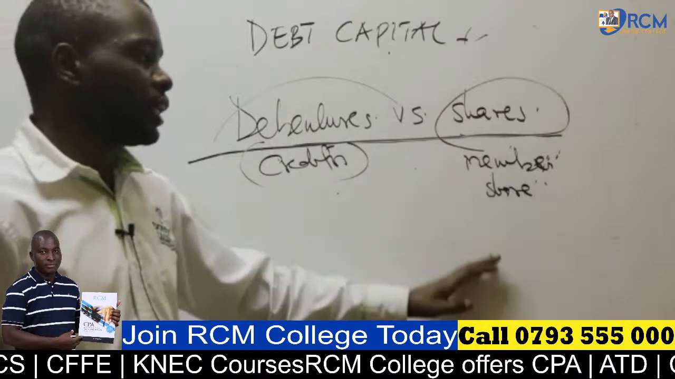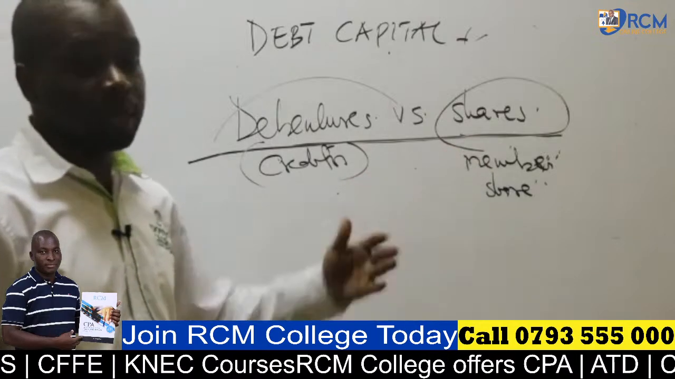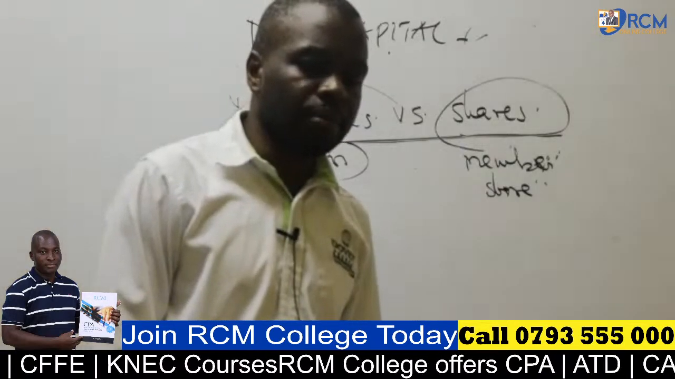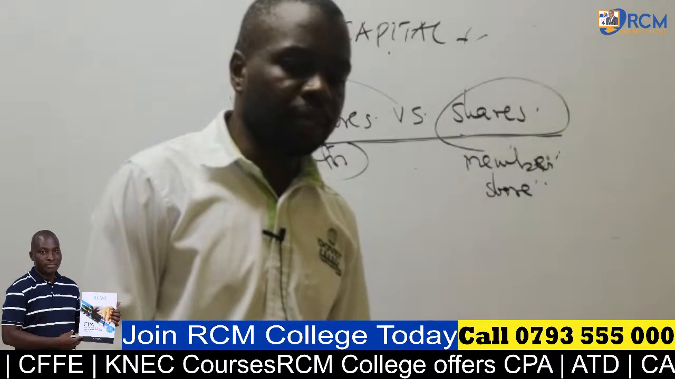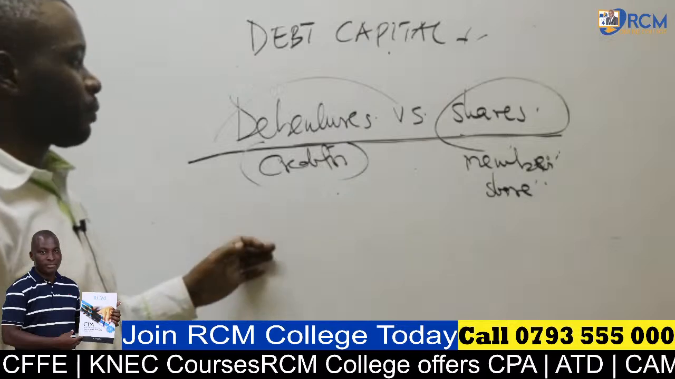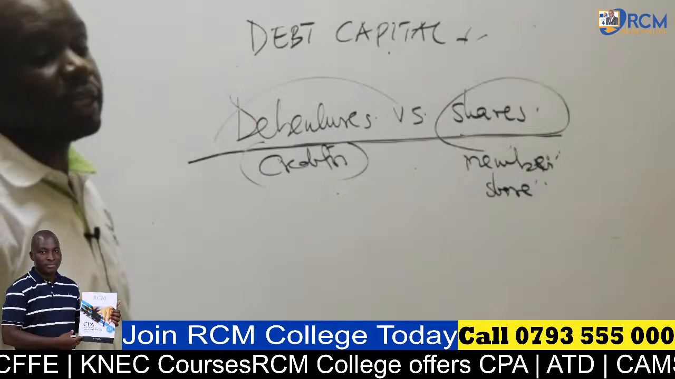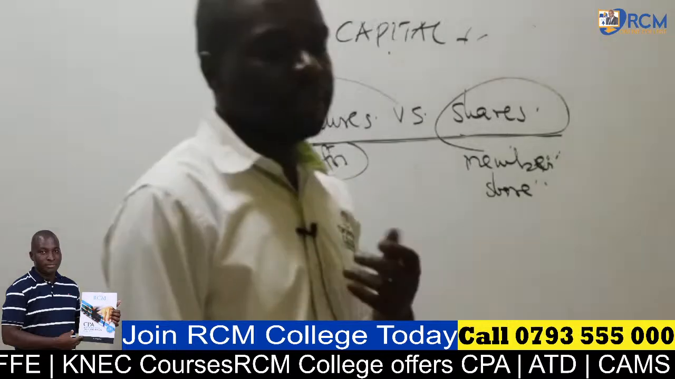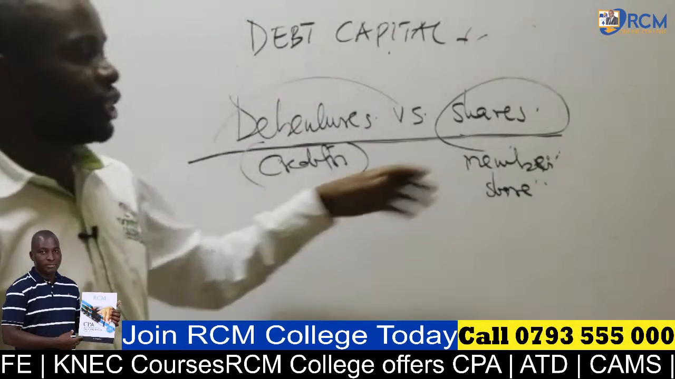But for the case of shares, it simply means that the dividends can only be paid if the company has actually been able to make profits. Also, another difference: debenture holders, during liquidation, when the life of the company is to come to an end, are normally given priority over shareholders.